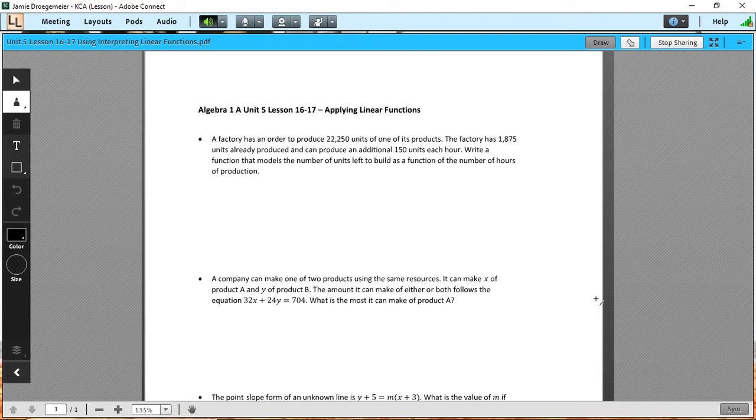Today we're looking at Unit 5, Lessons 16 and 17, Applying Linear Functions. So this whole unit we've been looking at different aspects of linear functions. Now we want to look at how we can apply them to help us solve real-world situations, figure things out. So let's go ahead and jump in.